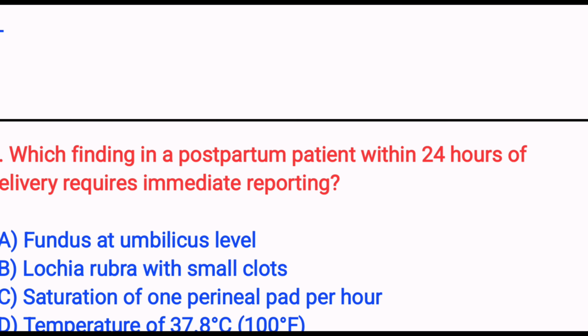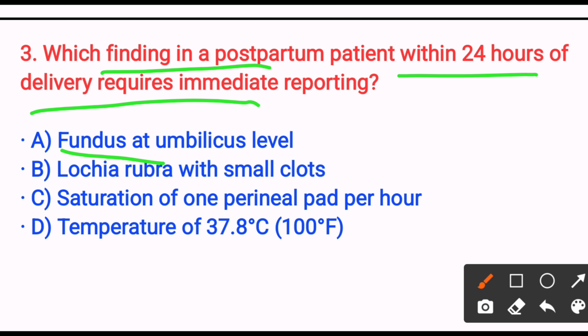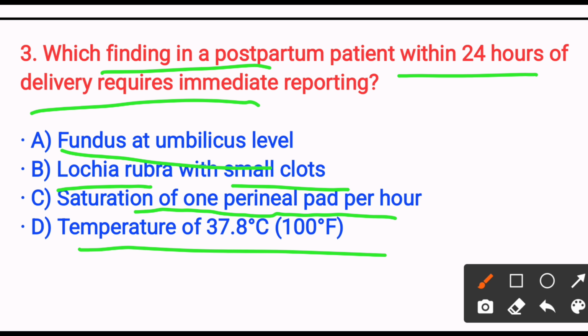Next, which finding in a postpartum patient within 24 hours of the delivery requires immediate reporting? Option A, fundus at the umbilicus level. Option B, lochia rubra with small clots. Option C, saturation of 1 perineal pad per hour. Option D, temperature of 37.8.